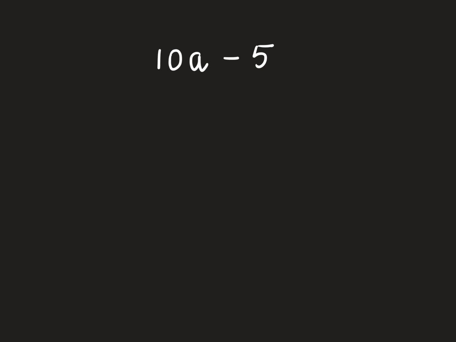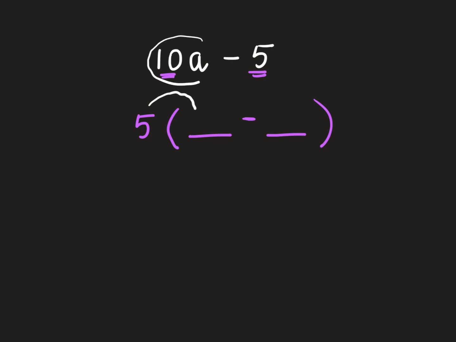I'm looking for a common factor between 10 and 5. What would my common factor be? It would be 5. 5 lots of something. Oh, and I'm just going to write that minus there, something. 5 lots of what gives me 10a? Well, the a is going to go there. 5 lots of 2a, because 5 times 2 is 10.